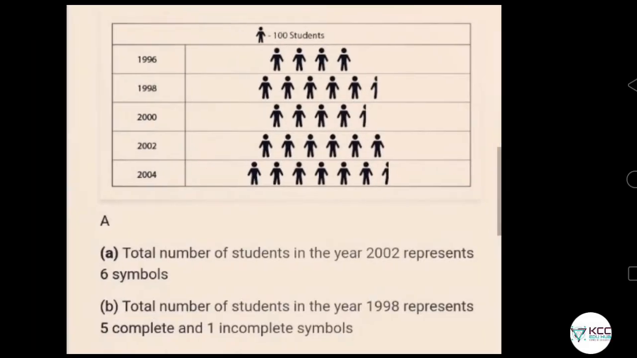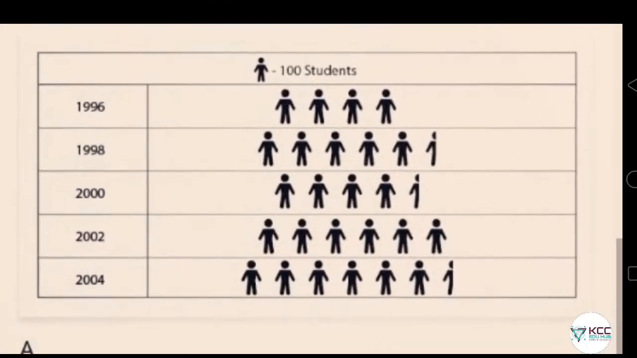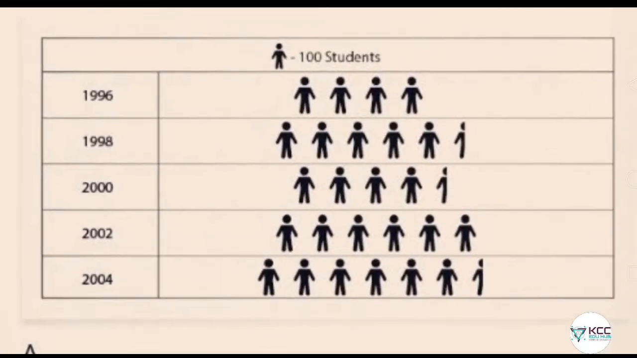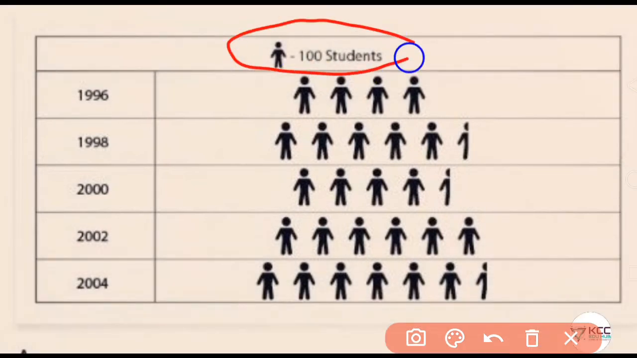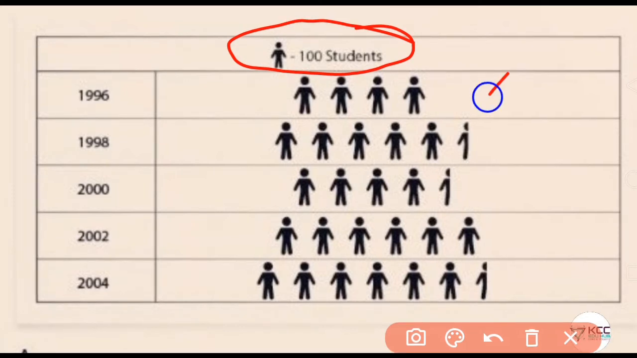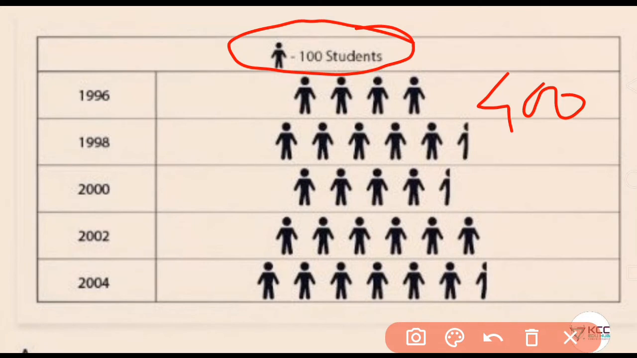Now we draw the pictograph. In the pictograph, we show the number of students in units of 100 students. One symbol equals 100 students. So in 1996, there are 400 students. But what about 1998? In 1998, there are 535 students.